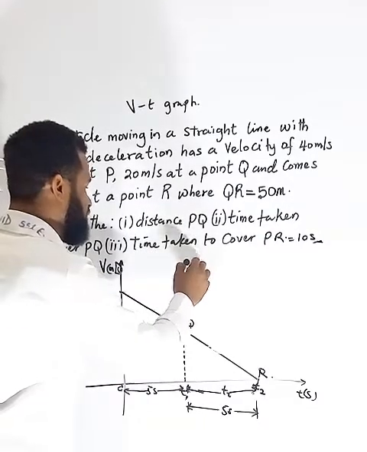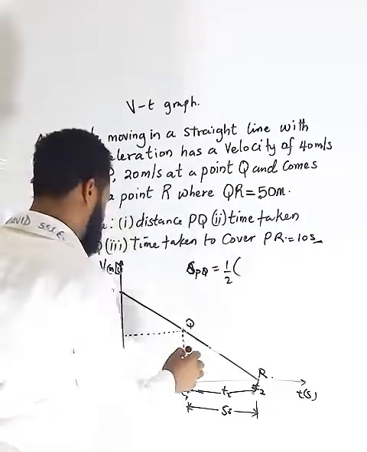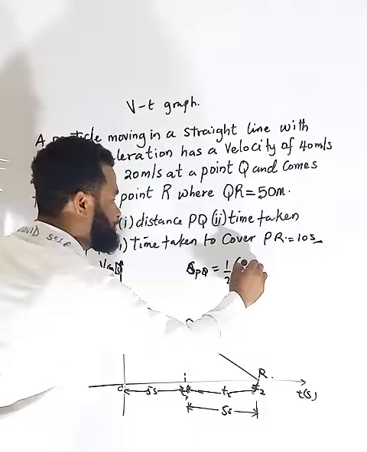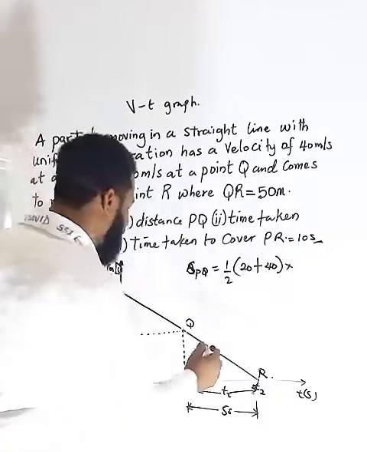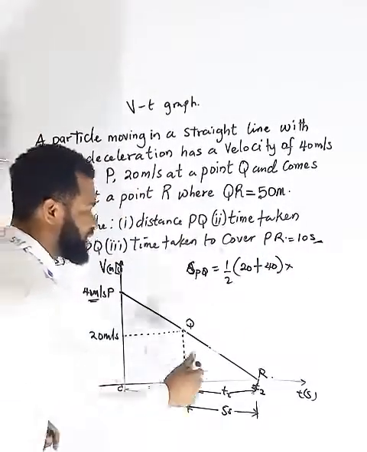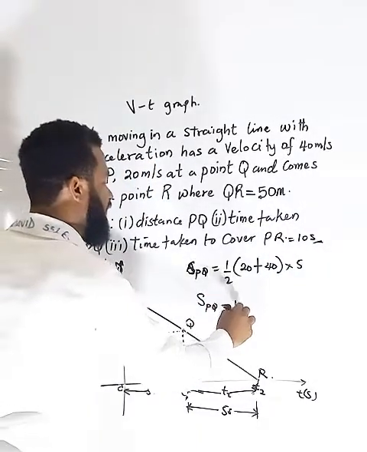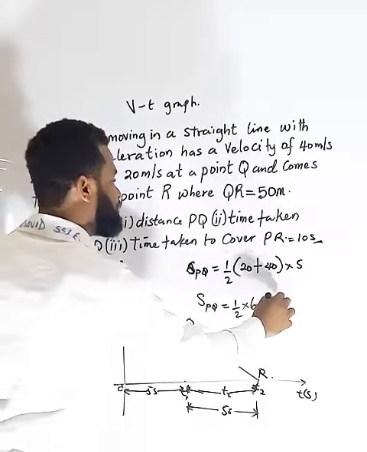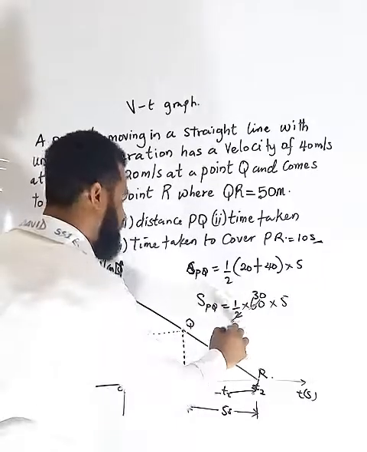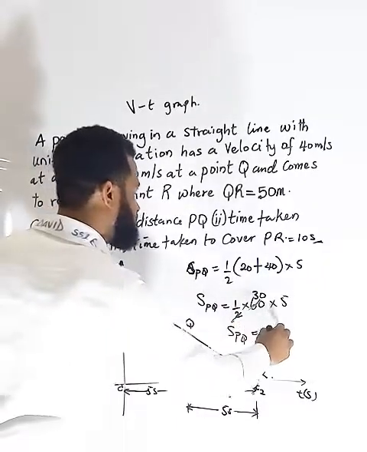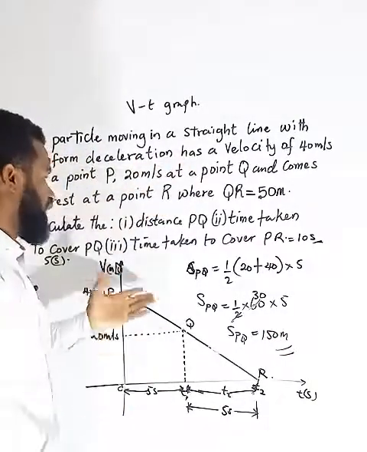So the area or the distance of PQ is going to be half times the sum of the parallel sides, 20 plus 40, times the height, which is from here to here, which is 5. So the distance of PQ is going to be half times 60 times 5. This cancels this, we have 30. 30 times 5 is 150. So PQ is going to be 150 meters. That is the distance taken to cover from P to Q. And that is the solution.